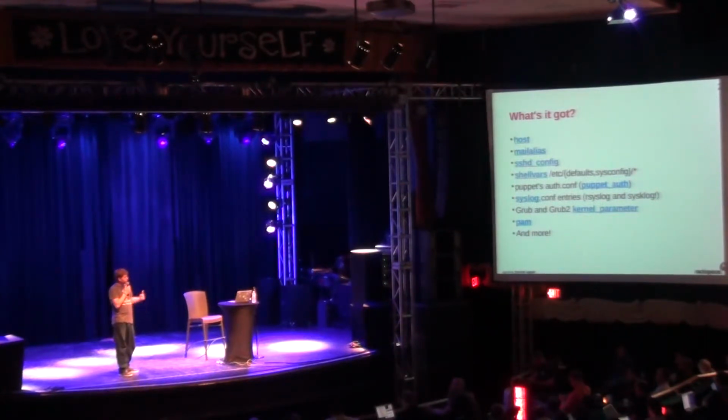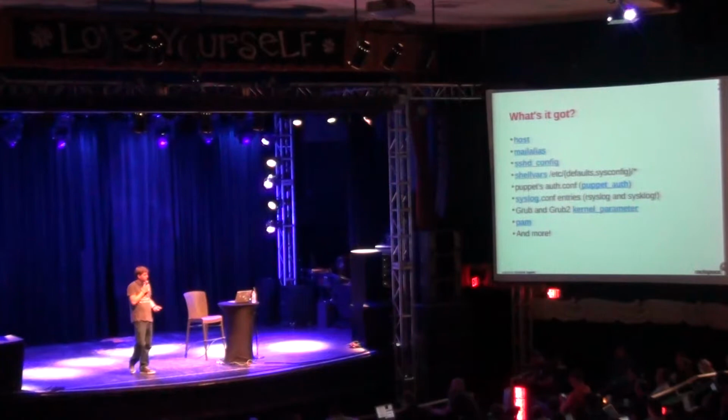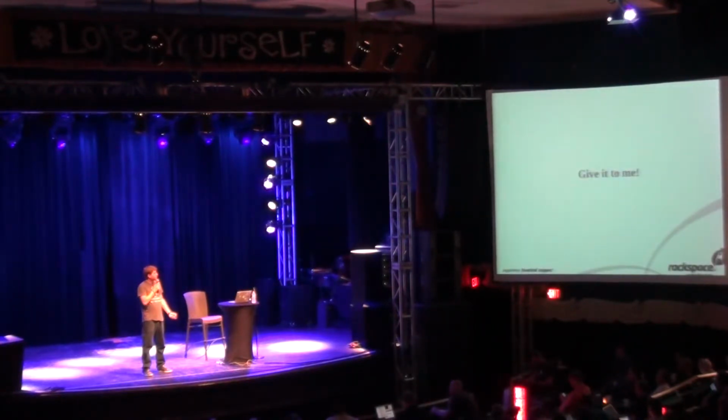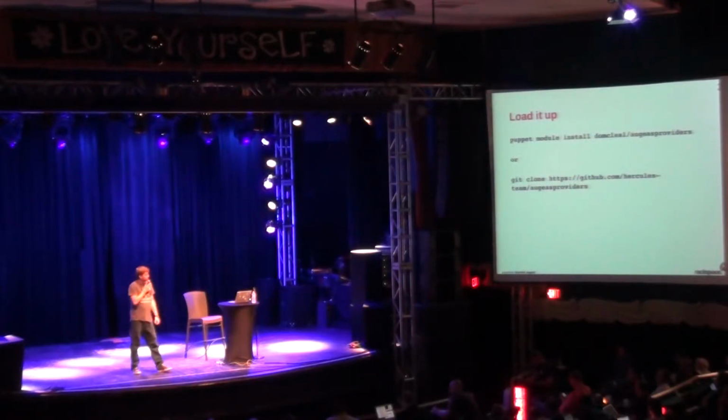Puppet auth, really useful. The syslog Augeas Provider covers both rsyslog and syslog. The grub kernel parameters is really helpful. I know that I've written several defines over the years for that. And PAM is the one that just got added a couple months ago, because I finally sat down and wrote the tests. So you can get Augeas Providers by doing a module install and loading it from Git. Nice, simple, easy process.